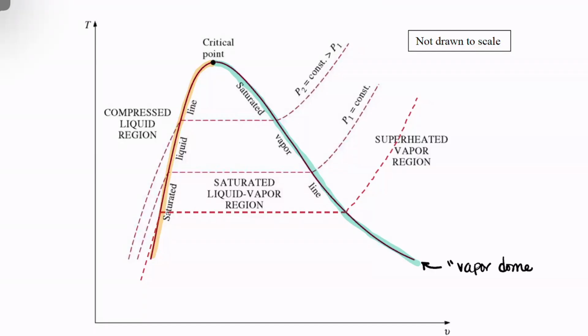Okay. Again, just to reiterate, these are all constant pressure. And as you go up, this is increasing pressure. So these curves increase in pressure as you go up the dome.